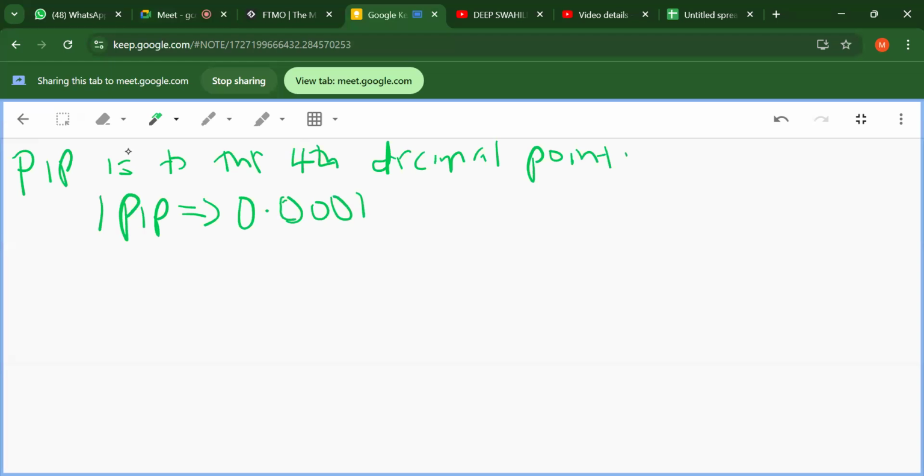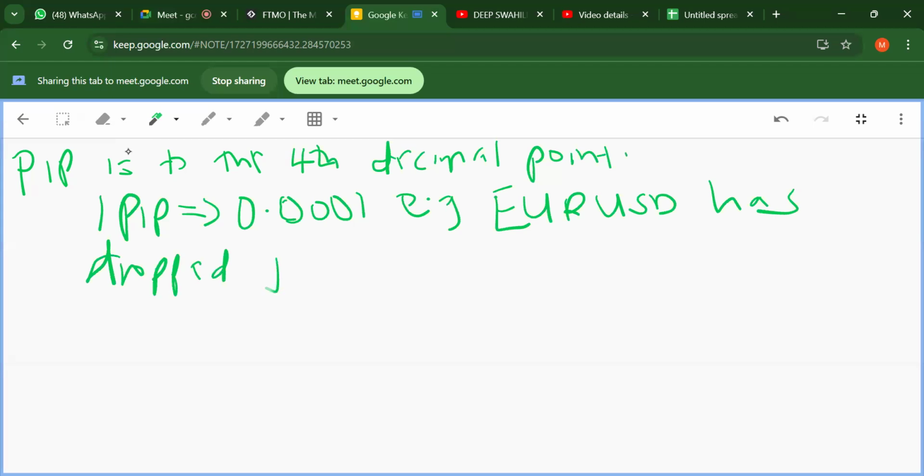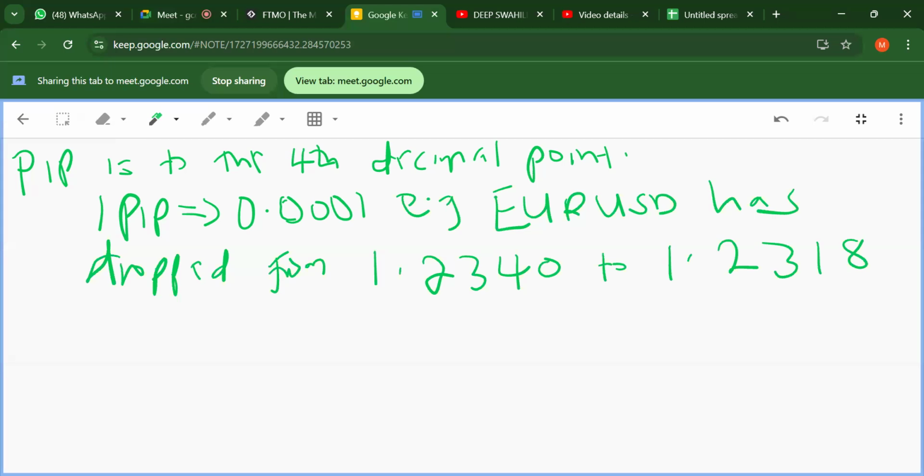And yesterday we did several examples, but we are still doing the same today, so that those who were not present yesterday will also get to understand how to interpret pips. So our first example today, let's say Euro USD has dropped from 1.2340 to 1.2318. Calculate the number of pips.